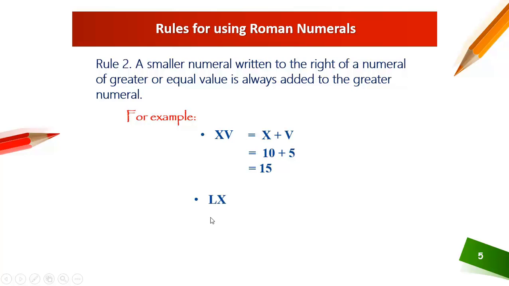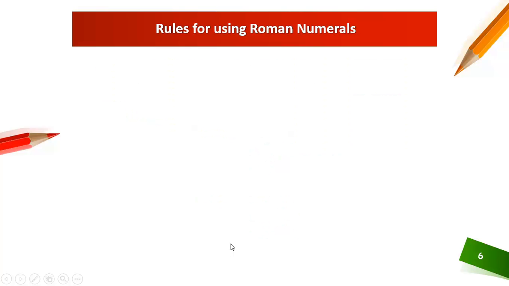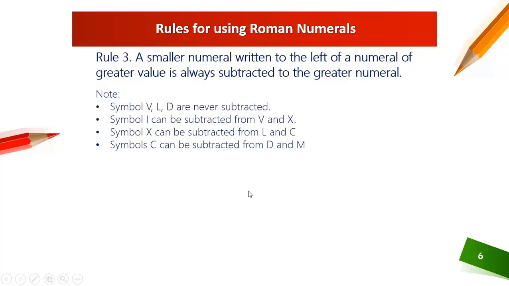Next, here the smaller value X is to the right of L. So this LX denotes L plus X. That means L stands for 50, X stands for 10. And this is 60.